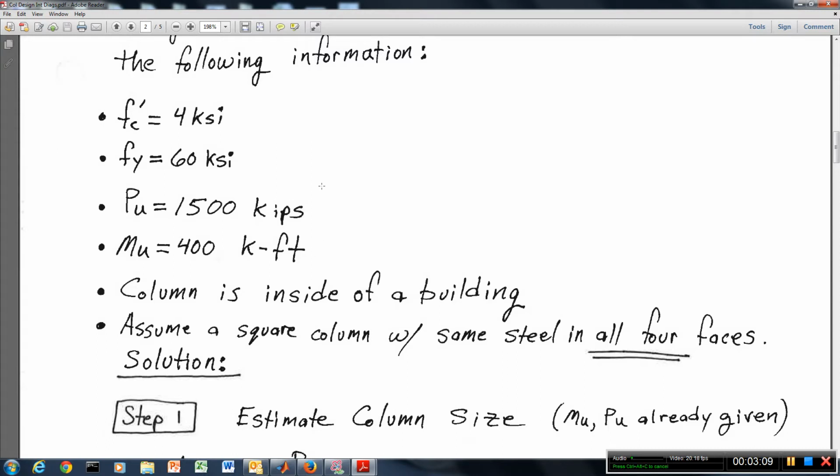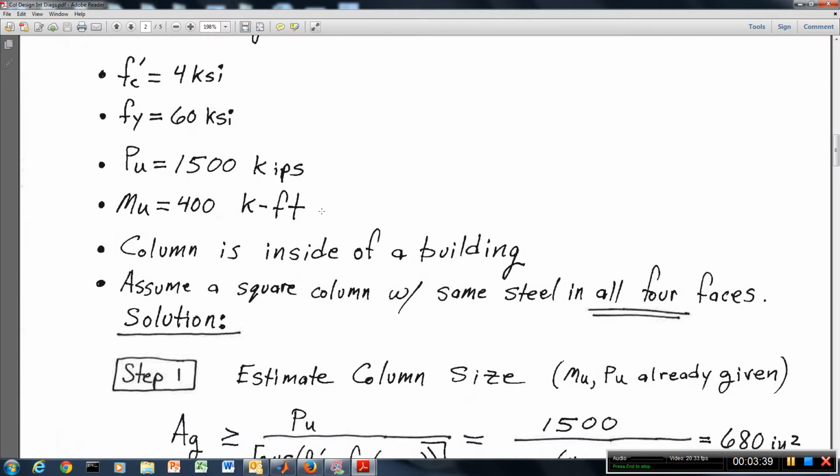Now, of course, you would have to find these values ordinarily in the course of a design. You might get them by doing a structural analysis using RISA, or you might be able to calculate these values by hand. But in any case, you would need to have P sub u and M sub u in hand, and then you would be able to follow this procedure and figure out how to design the column cross-section.